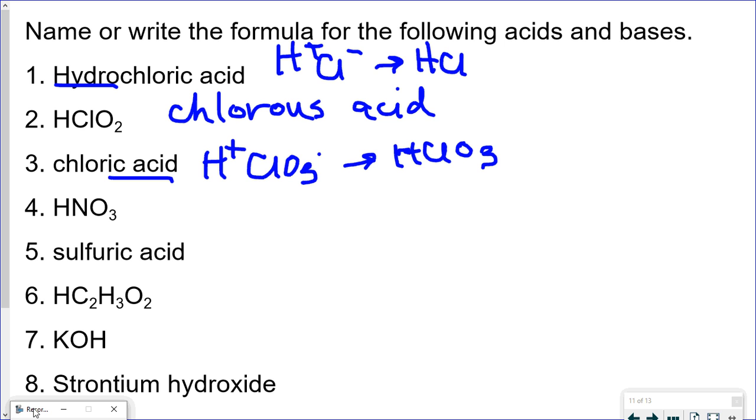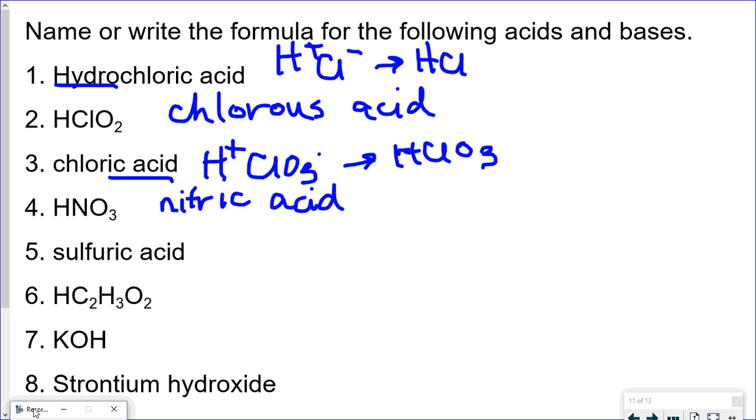Excuse me, my H didn't connect. There we go. Looking at number 4, we have HNO3. So NO3 is nitrate with an ATE ending. This is going to use that third rule. So it's going to have the nitra, the root of the word, and it's going to end in ic, followed by the word acid. So this will be nitric acid. That is that third rule. That also is the same that we used in number 3 above.